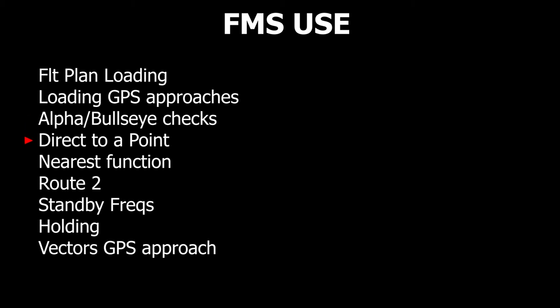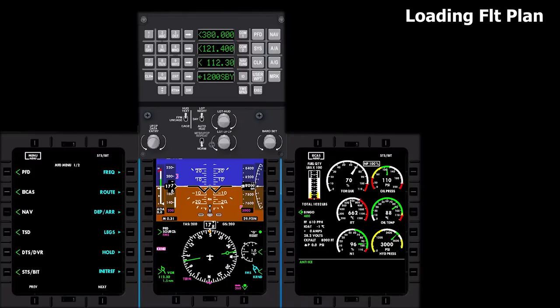We'll go direct to point, we'll go nearest, we'll hit up Route 2 on the way back. Look at standby frequencies to help minimize the workload that you have in the cockpit. Holding and checking your flight plan via the nav page and vectors to a GPS approach.